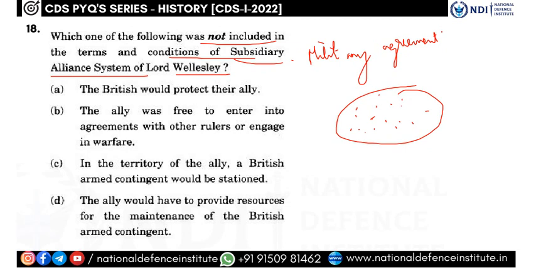Also, a British official will be posted there in that particular place, and he is responsible for sharing information. So this is the subsidiary alliance, a military agreement. Because of that, the British were able to maintain their army at the expense of the ruler. It is not Britain who pays the army; the princely state ruler where the army is placed has to pay for it. This is a subsidiary alliance agreement.